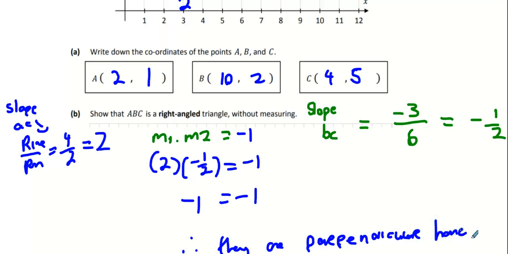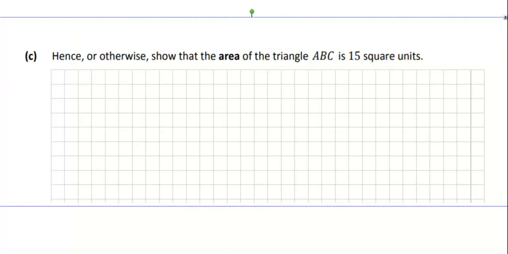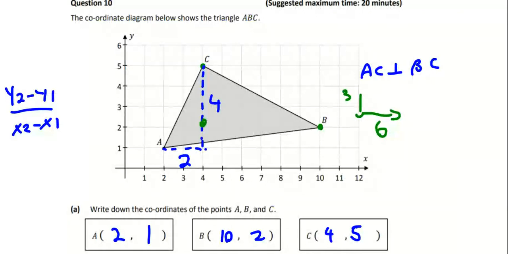And hence right angle triangle. Okay, brilliant. Let's move on. Hence, otherwise show that the area of triangle ABC is 15 square units. Oh, we're going to have to use the area formula anyway. All right, so what we can do here is we can do base times height.